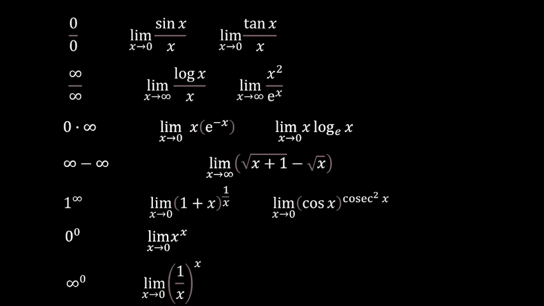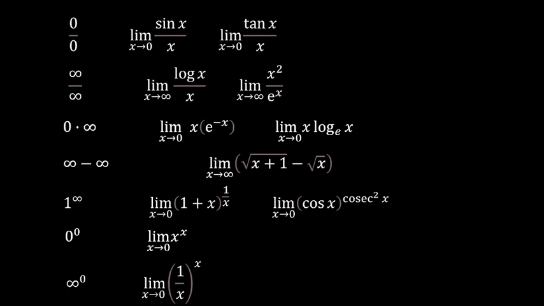Infinity upon infinity form. x tends to infinity limit log x divided by x. Here the base of log is e. Log infinity is infinity, so it is infinity by infinity form. Similarly, x square upon e to the power x, x tends to infinity limit, is also of the form infinity upon infinity.